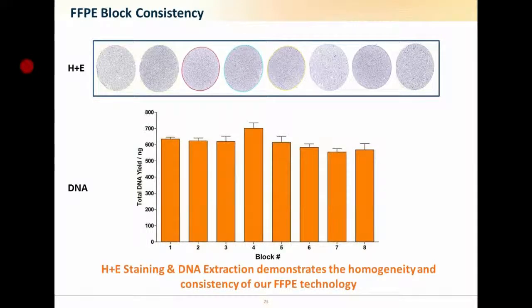What we then do, to demonstrate the consistency of our blocks, is this: here are 8 independent blocks that we've made, and we've done H&E stains, and these are representative H&E stains from within the blocks. We've then taken 20 sections throughout the block and run DNA extraction on all of the sections independently using a Promega Maxwell platform.